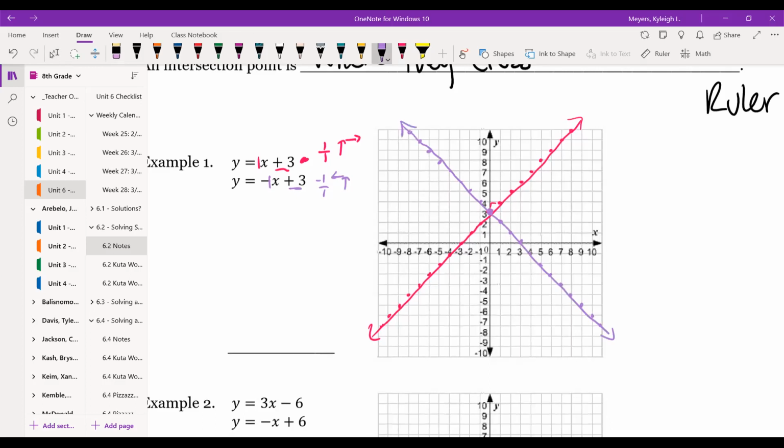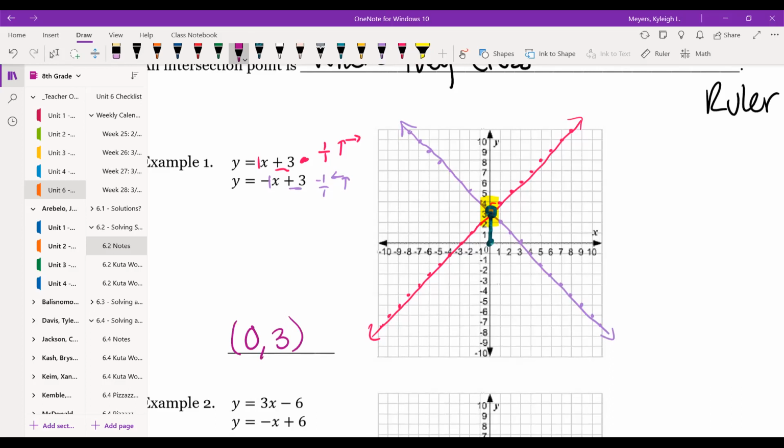Okay. And remember, we want to find where they cross, right? So the point of intersection is right here, right? Is that point, that starting point. So what is that point? Well, x is 0 and y is 3. So then my point of intersection is (0, 3). Okay?